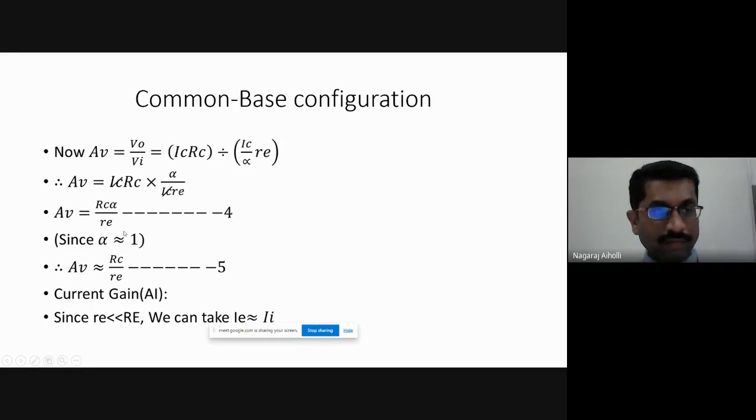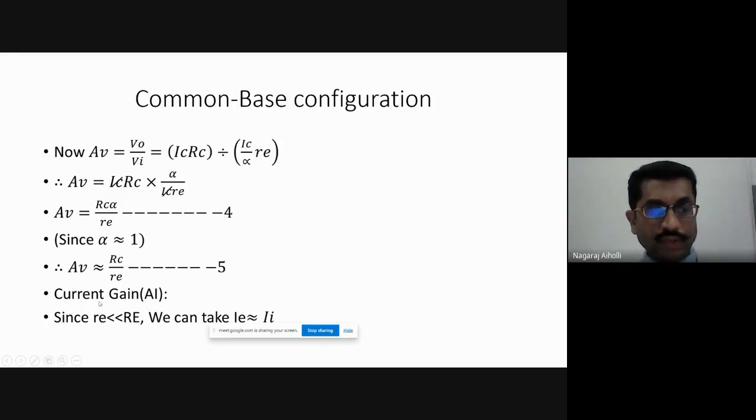RC alpha by re. As alpha, the current gain, is approximately equal to 1, AV will be equal to simply capital RC by small re, because the typical value of alpha is approximately 1. What is the main equation for AV? The main equation for AV is RC alpha by re. Then if we substitute alpha as 1, we get AV approximately equal to capital RC by small re.